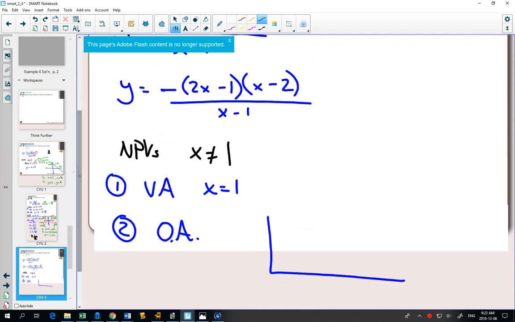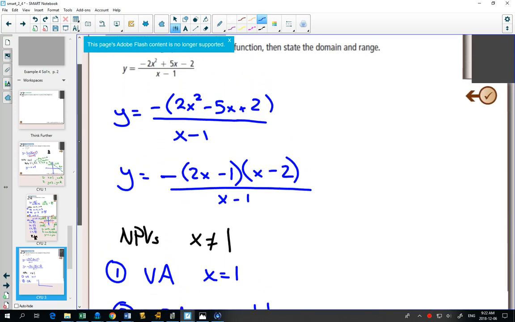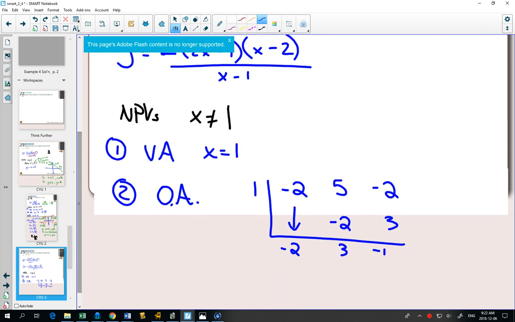We're dividing by x minus 1, so we have a positive 1 out here. Our coefficients are -2, +5, -2. Bring down the -2. Add. And so the equation of our oblique asymptote will just be y equals -2x plus 3. The remainder doesn't matter. For the remainder, it's 1.